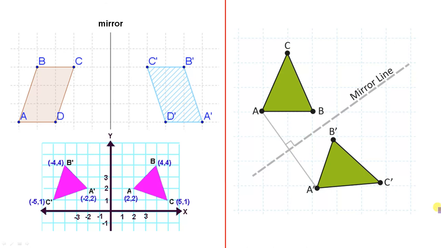So this video has introduced us to the idea of reflection, where an original image is reflected in a mirror. It sees itself on the other side of the mirror. The original and the image are the same distance from the mirror, and they are the same shape and the same size.